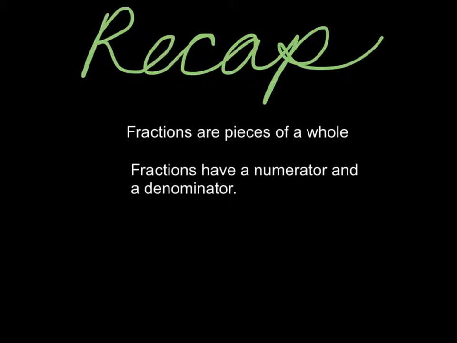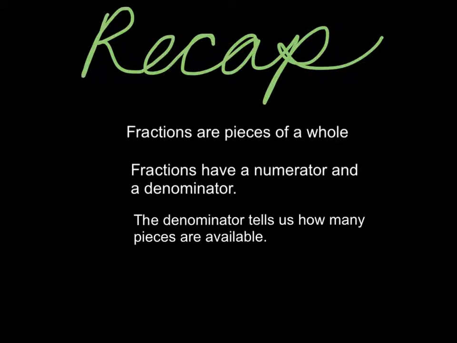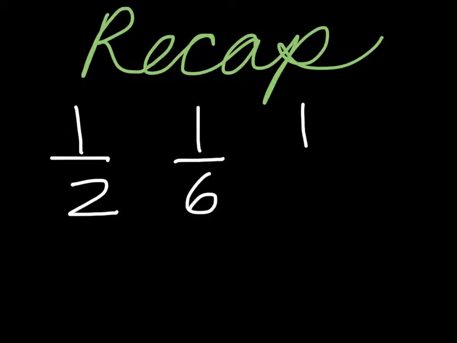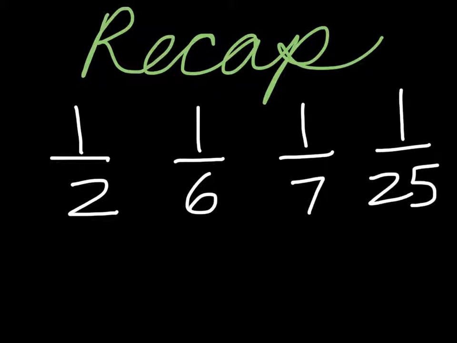So let's recap what we know. Fractions are pieces of a whole. Fractions have a numerator and a denominator. The denominator tells us how many pieces are available. The numerator tells us how many pieces we used. And if I compare fractions like 1/2, 1/6, 1/7, and 1/25, I know that 1/2 has the biggest pieces, where 1/25 would be very small indeed.